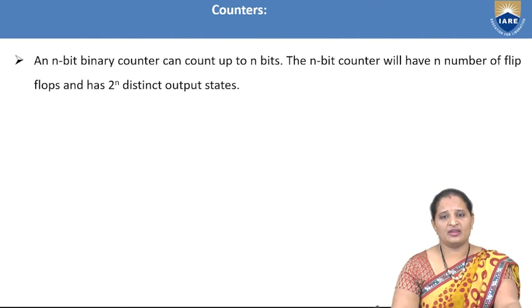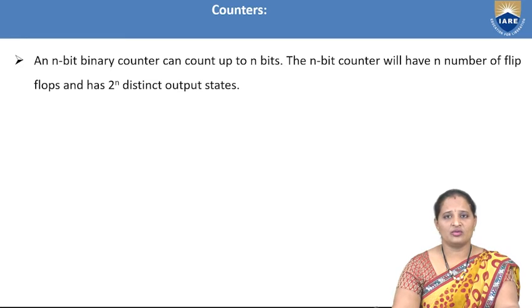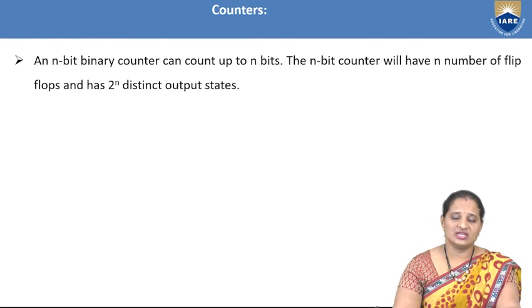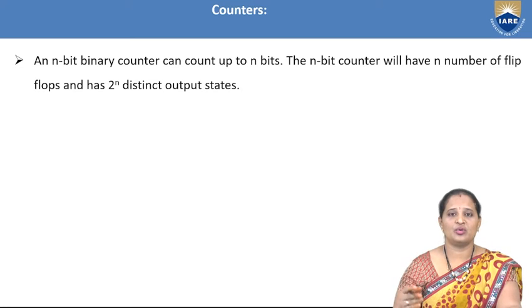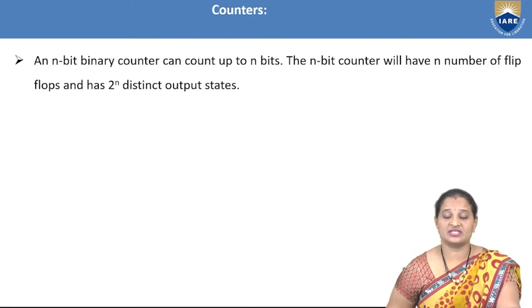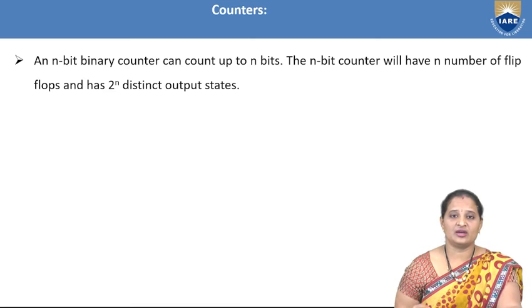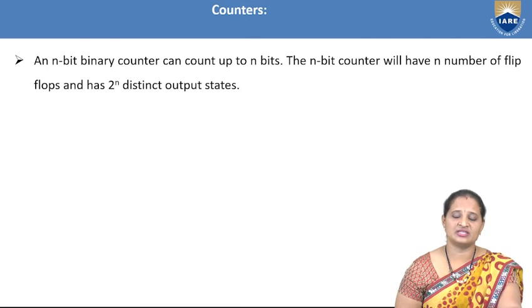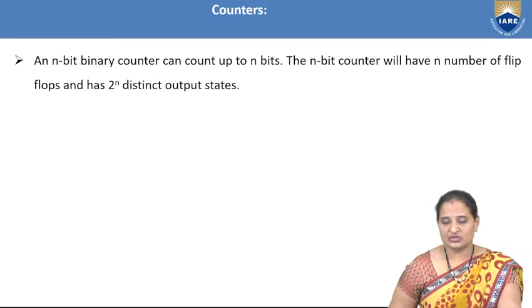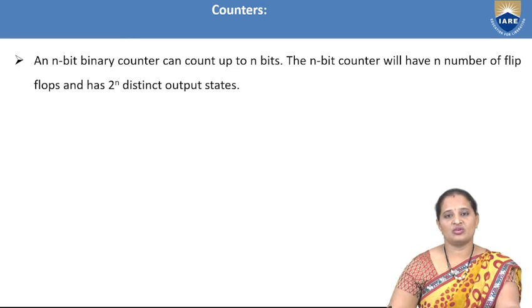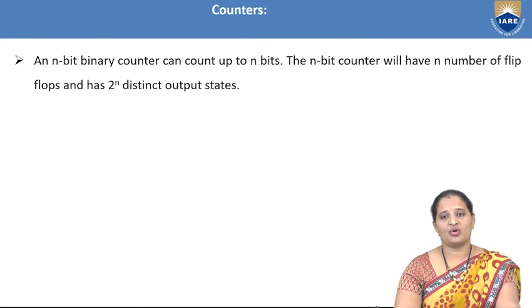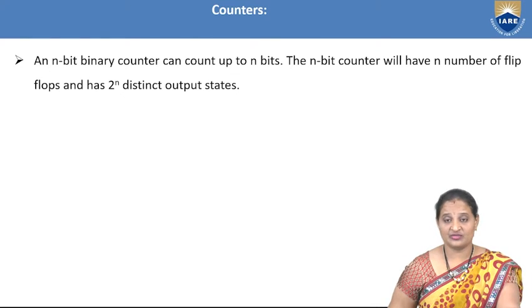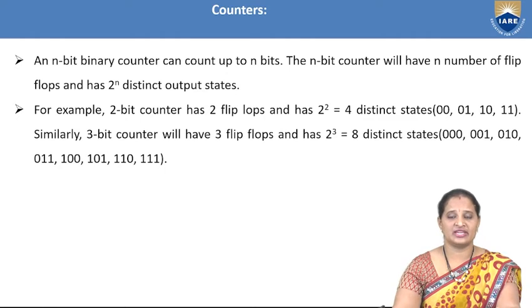In order to design an n-bit binary counter, we require n flip-flops. If you are designing an n-bit counter, you can count 2 power n distinct clock pulses. That means an n-bit counter can undergo 2 power n output states, and each of those 2 power n combinations can be considered as a state.